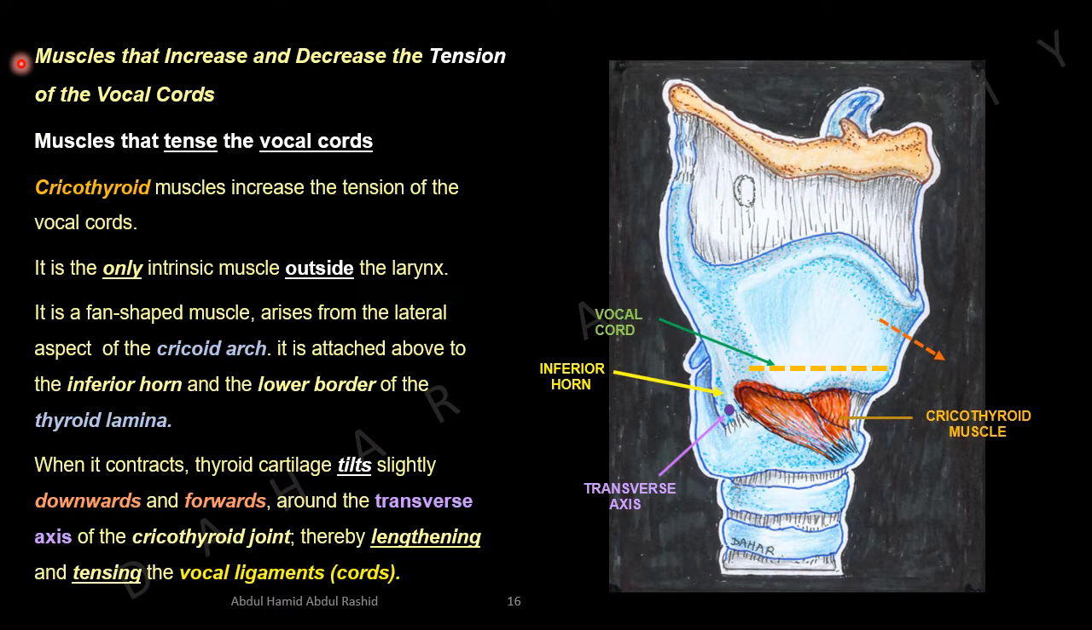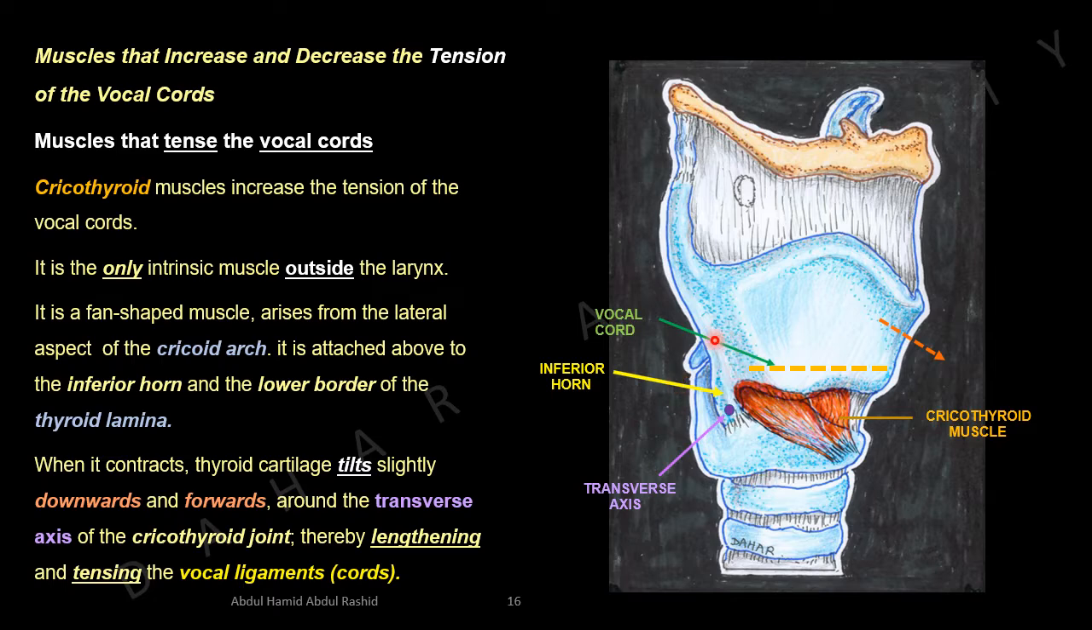Muscles that increase and decrease the tension of the vocal cords. Let's see the diagram first. We are looking at the right surface, the outer surface of the larynx. This is the thyroid lamina. Here is the superior horn and inferior horn of the thyroid cartilage. This is the cricoid cartilage. This is the arch and this is the lamina.